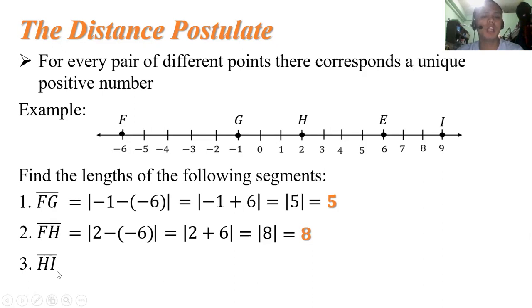Next, segment HI. From H to I naman. So dito, unahin ko si I, 9 minus yung H natin, which is 2. So 9 minus 2, that would be equal to 7. And then absolute value of 7 is equal to 7. Always, if you are going to find the absolute value of the given number, always positive yung sagot dyan, kahit na negative. Let's say, for example, negative 5, positive 5 pa rin pag kinuha mo yung absolute value niya, because we are talking about the distance here.